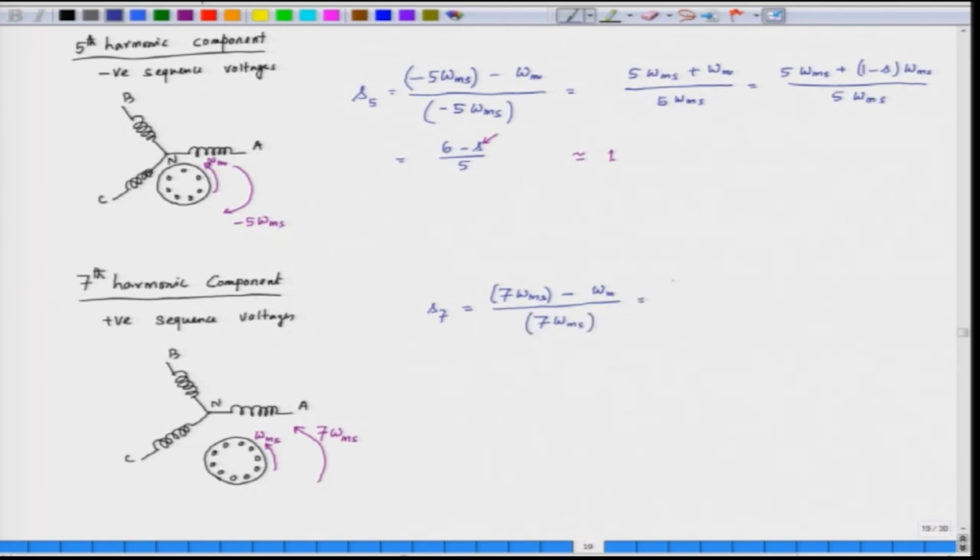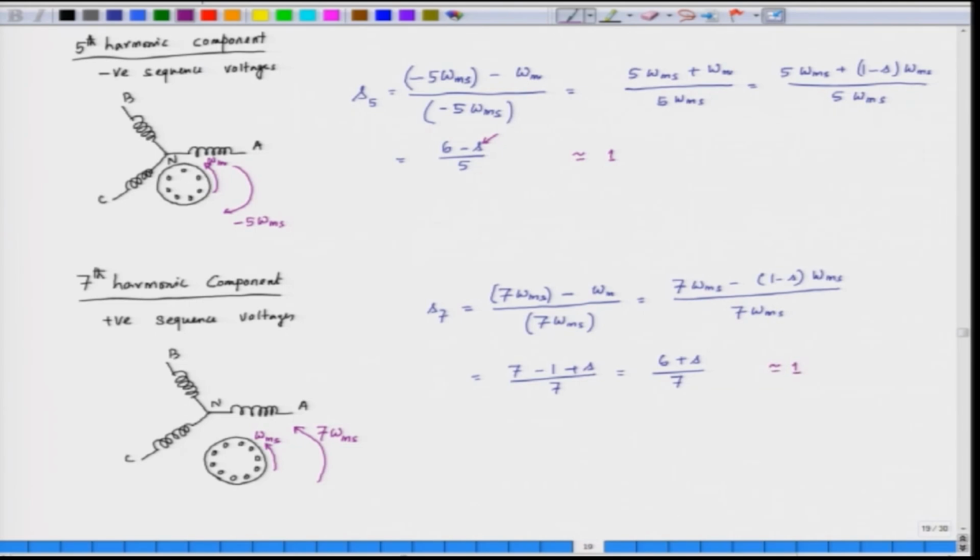Now, we represent this and we replace this omega m by 1 minus s into omega ms, divided by 7 omega ms. Now, if we simplify this, what we get here is 7 minus 1 plus s by 7, which is equal to 6 plus s by 7, which is also a quantity which is less than 1, because slip is usually from 0 to 1. So, this is also very close, not very far away from 1. So, this is close to 1.